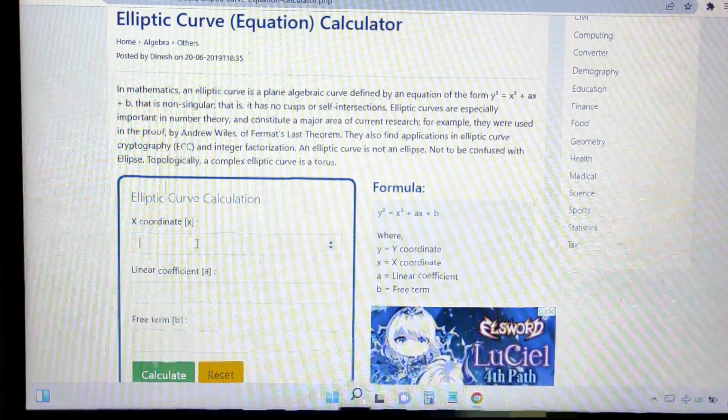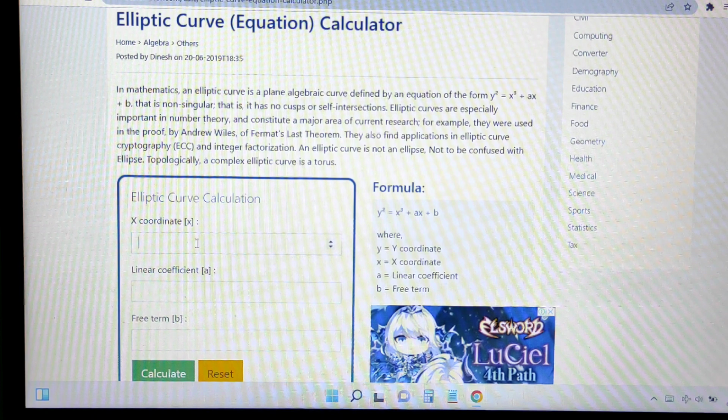Topologically, a complex elliptic curve is a torus. So again, the formula is y squared equals x cubed plus ax plus b, where y is the y coordinate, x is the x coordinate, a is the linear coefficient, and b is the free term.